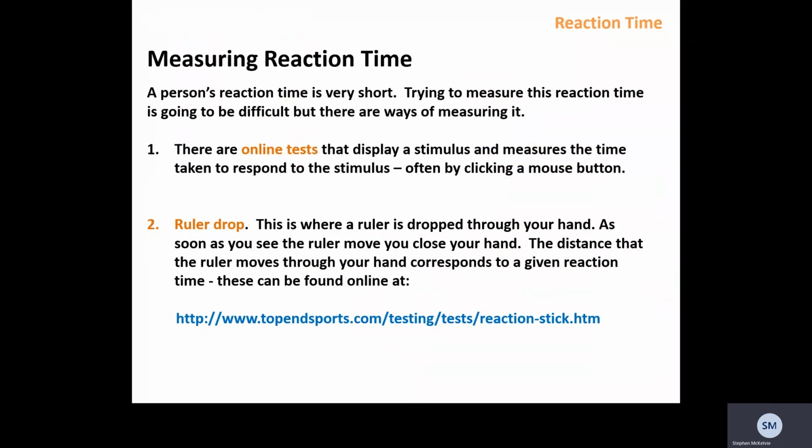Reaction times are difficult to measure. Like we said, about 0.2 to 0.9 seconds. Online tests are good. They display a stimulus and measure the time it takes for you to react to that, often by the clicking of a mouse button. Really far more accurate than a ruler drop.